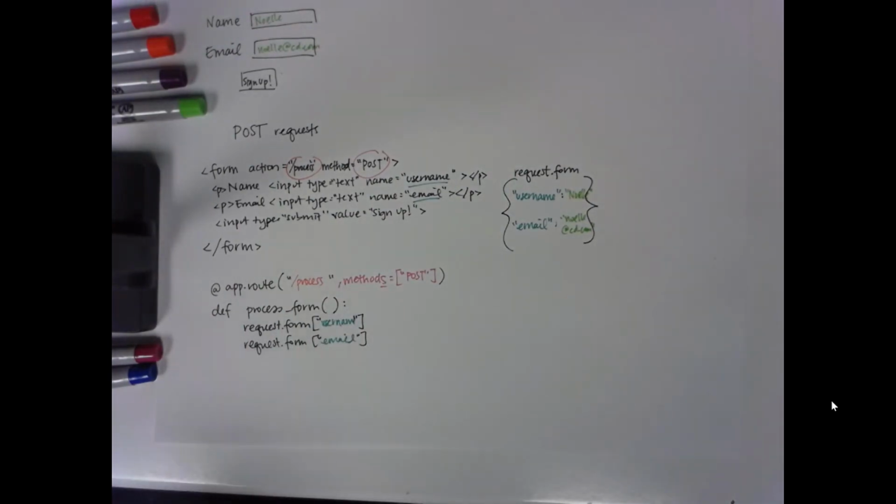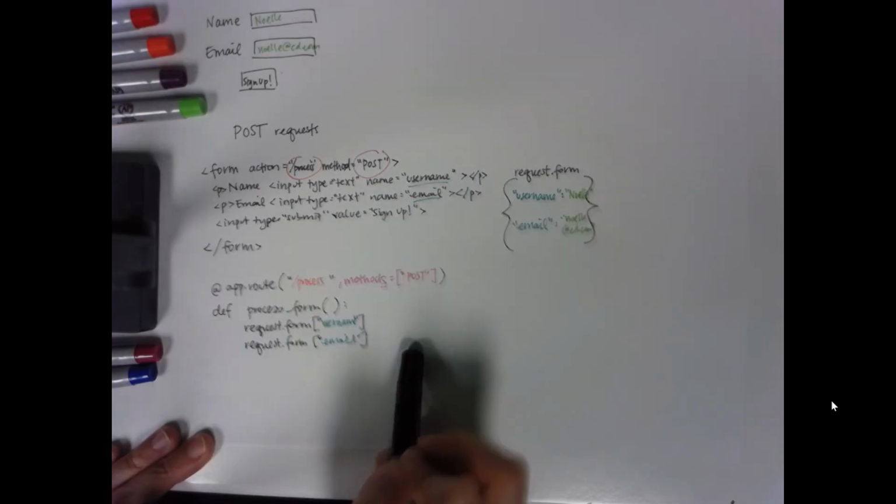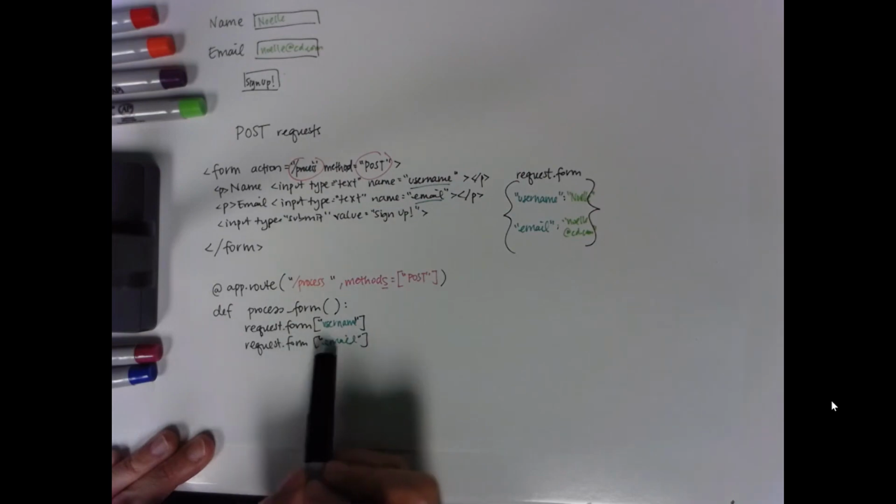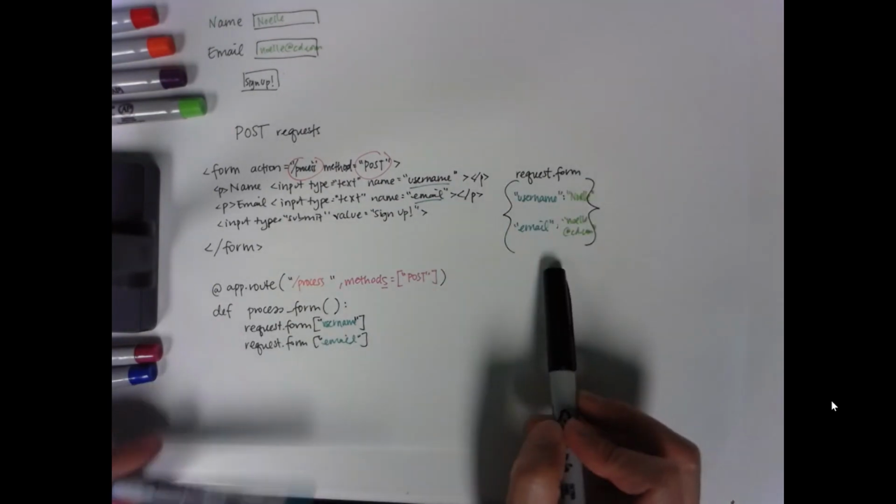And then everything else that we've learned up to this point still applies, right? We can print them out here, we can send them to an HTML page. These just become values that we're able to retrieve from the request, from the post request.